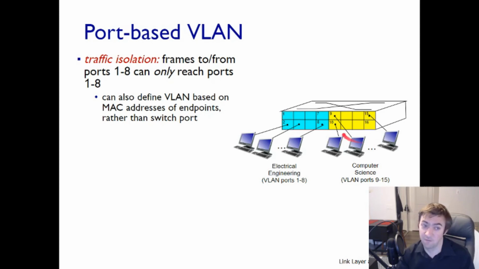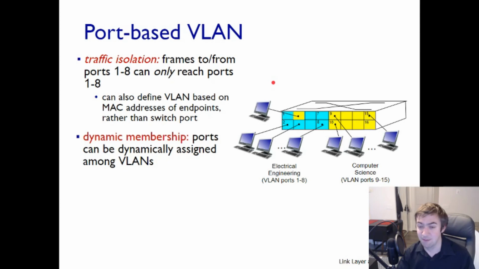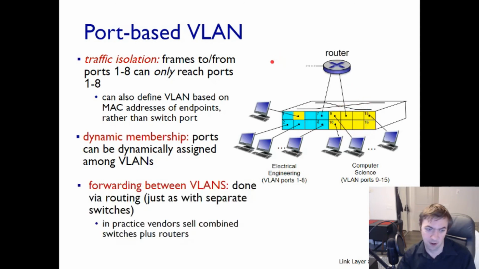So what benefits does this offer us? First off, we have traffic isolation. If you are in the left half of things with electrical engineering, your frames can only reach the other ports that are there. So if you're on number 1, you can only reach 2 up to 8. You can also define the virtual network based on the MAC addresses rather than the switch port if you feel like it. Dynamic membership is also a benefit. If you just decide suddenly that whoever is over here at port number 3 should actually be in the CS domain, you can just decide that, all right, instead of it being ports 1 to 8, now it's 1 to 8 except for 3. That's going to actually be part of this virtual network.